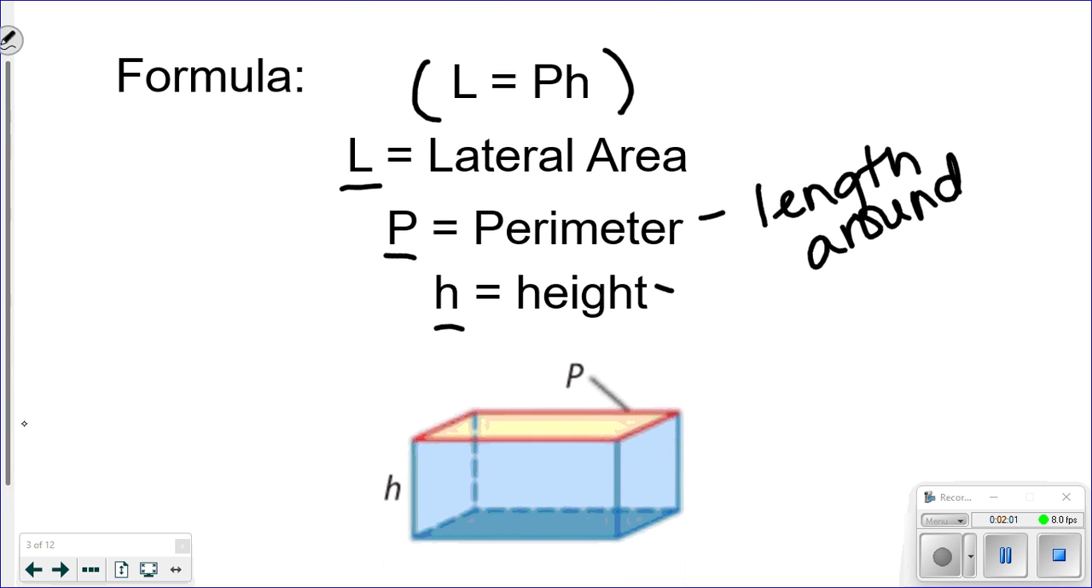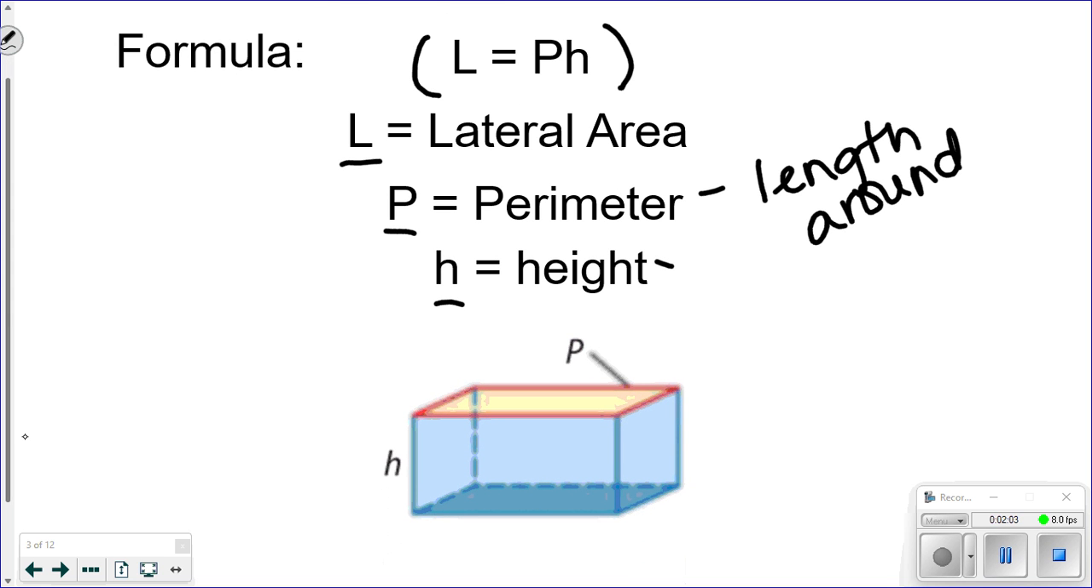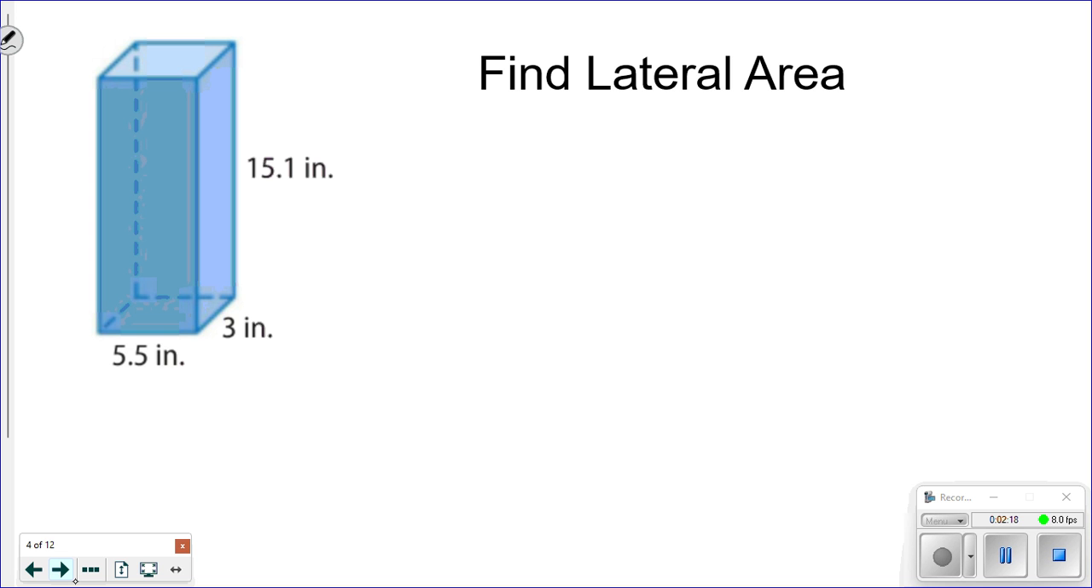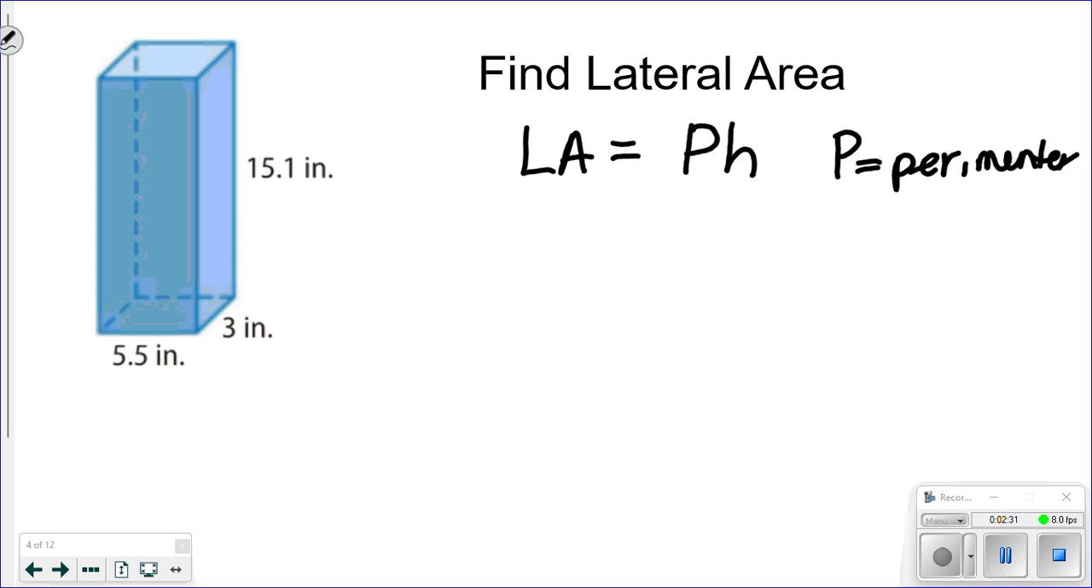So let's just go over this again. Perimeter, like in this picture, the perimeter would be here. So finding the perimeter, adding up all the sides, and then multiplying it by the height is how you find the lateral area. We're going to do a few examples of this together. First, I'm going to write this: lateral area equals P times H. P means perimeter of the base. H means height of the prism.